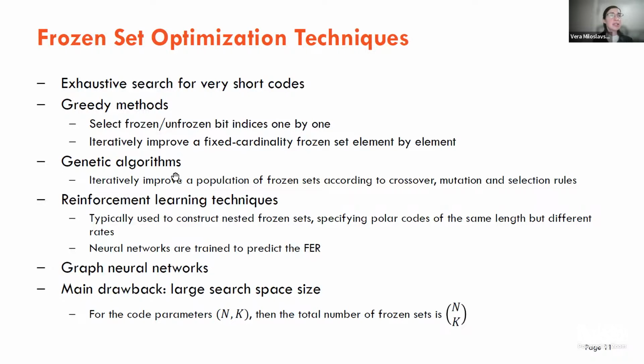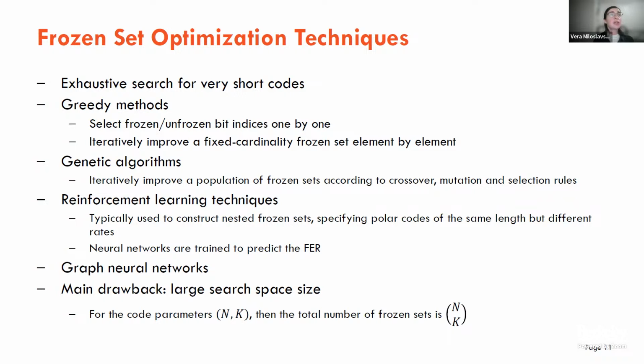A more general technique is to use a genetic algorithm. It operates not with one frozen set, but with a population of frozen sets, that is, with several frozen sets. Those frozen sets gradually evolve using some mutation operation that is applied to each set individually. Then we have an operation to combine two frozen sets, which is called crossover, and also operations to select the best frozen set.